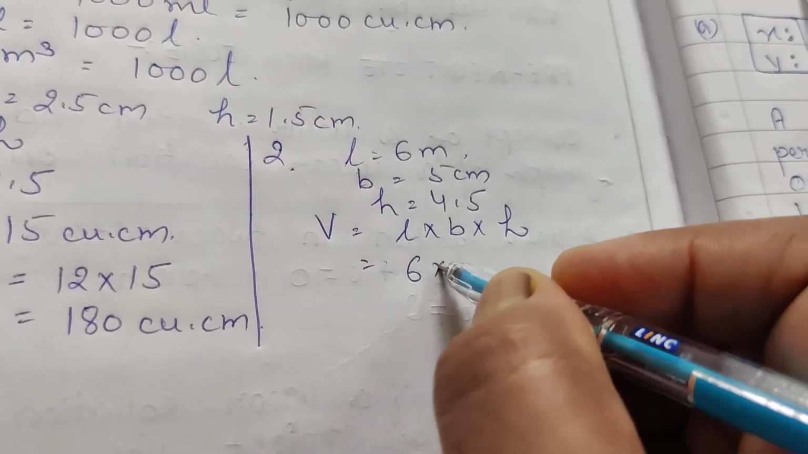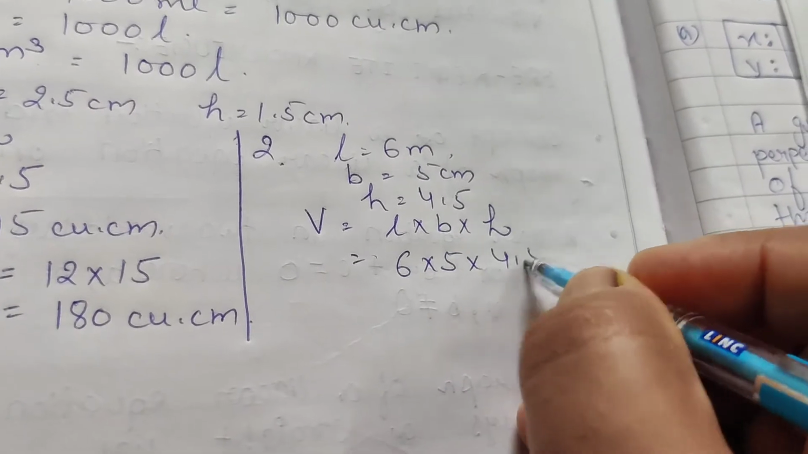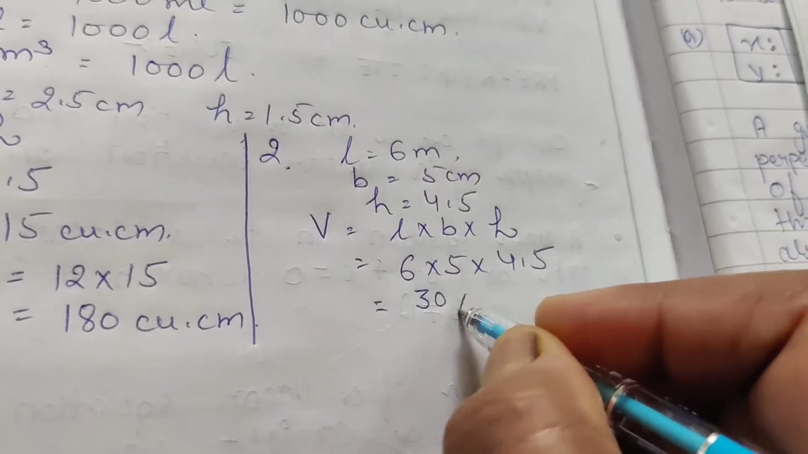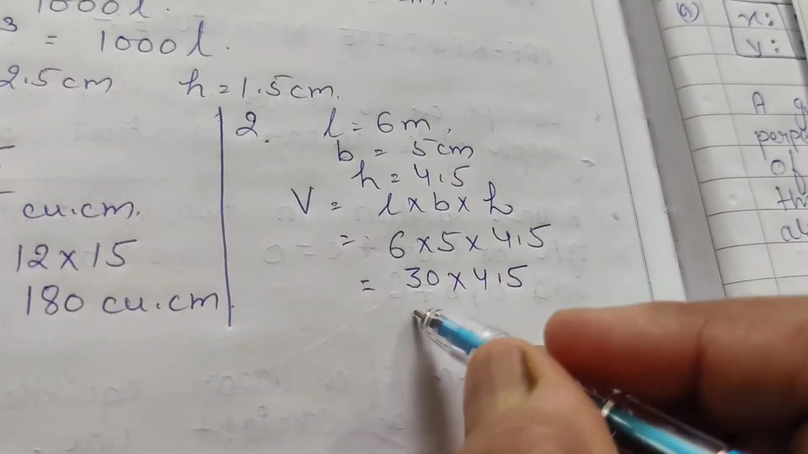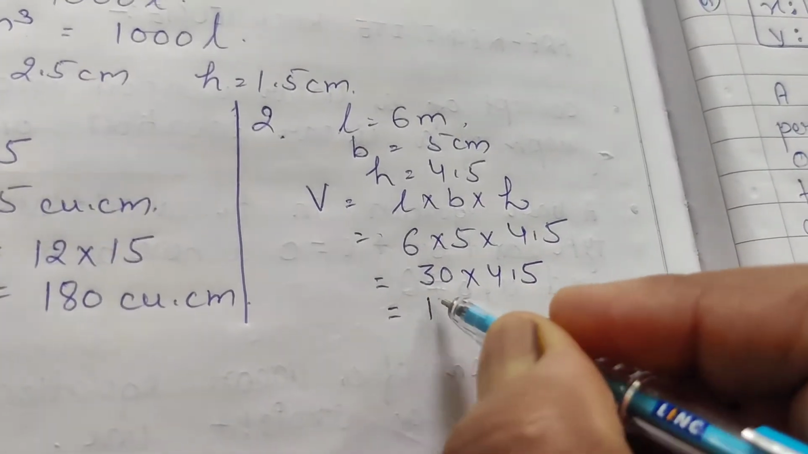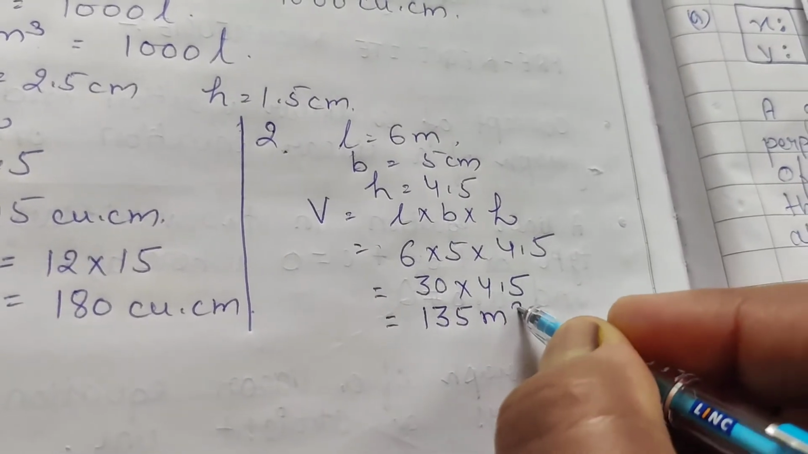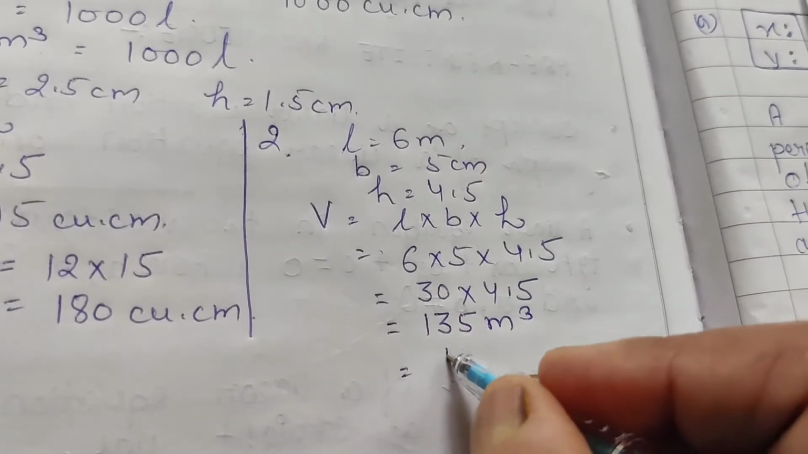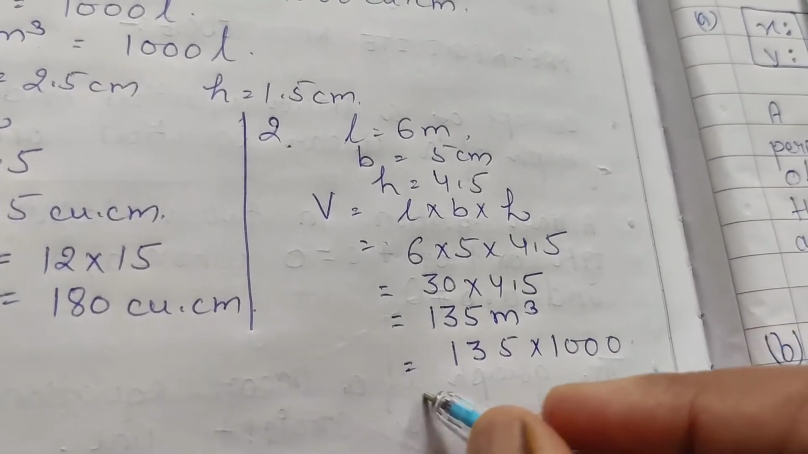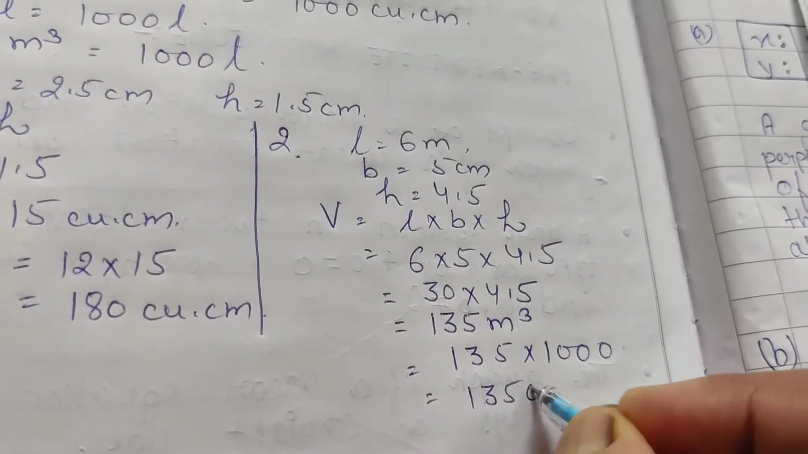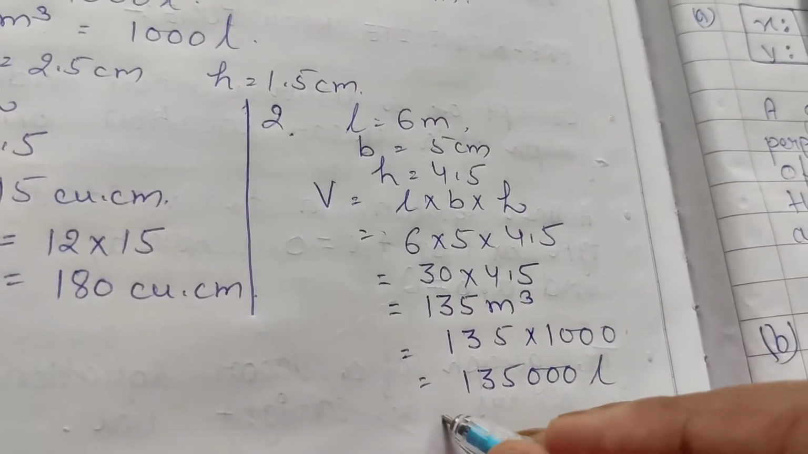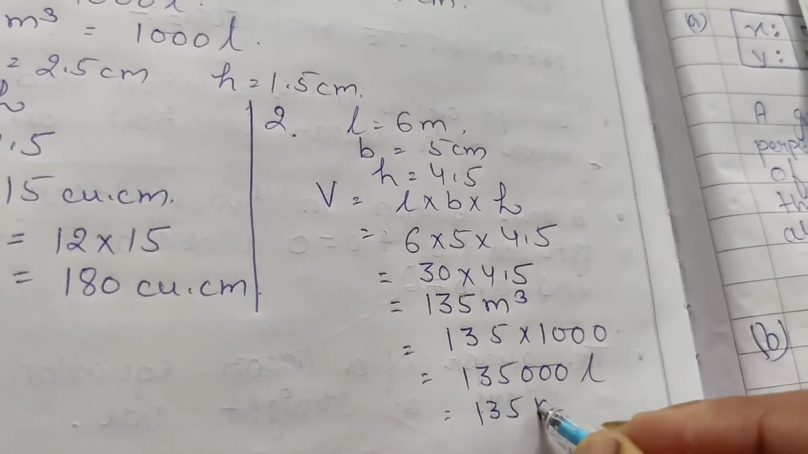Now the volume is length into breadth into height. Formula is compulsory. 6 into 5 is 30, 30 into 4.5 is 135 meter cube. Now we have to convert into liter. 135 into 1000, since 1 meter cube equals 1000 liter. It means 135,000 liter, and we can say 135 kiloliter.